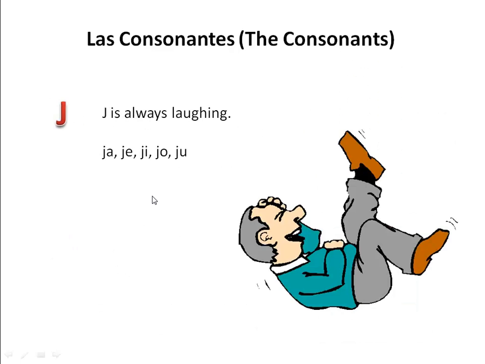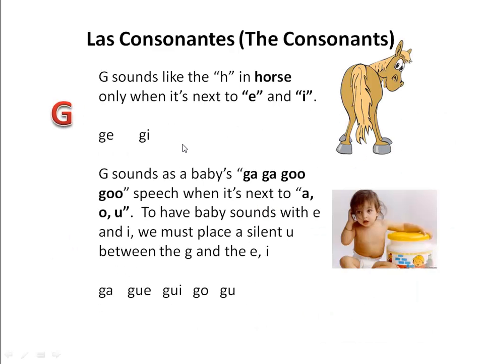J is always laughing. It's a ha sound. Ha, he, hi, ho, hu are how those would be pronounced. So looking at some words, Júpiter, Jupiter. Jirafa, giraffe. Objeto, object. Justicia, justice.